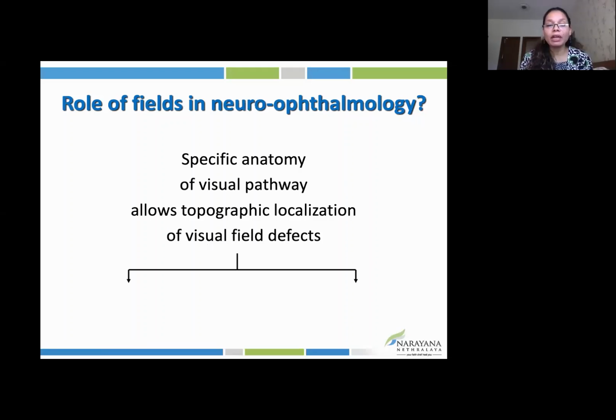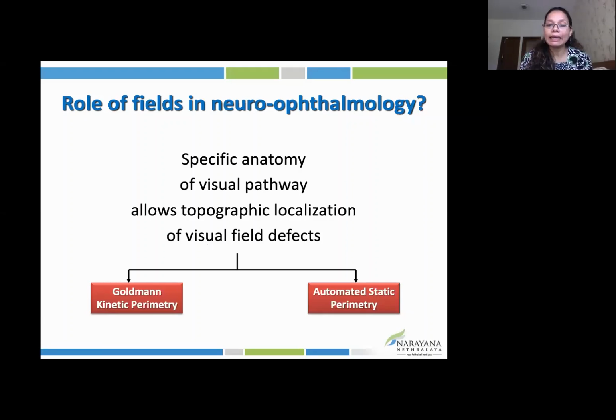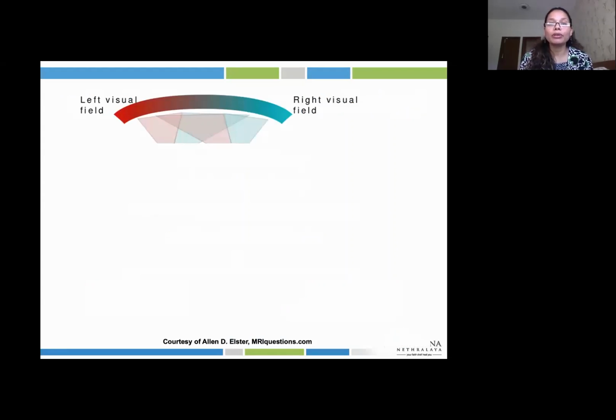Now, initially, we were able to check these by using the Goldman kinetic perimetry. But lately, it's the automated static perimetry that we are using, and I'm going to be primarily talking on the same. So let us just understand the visual pathway before we go into interpretation.